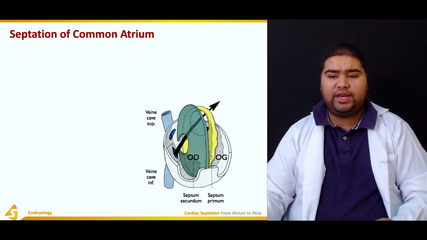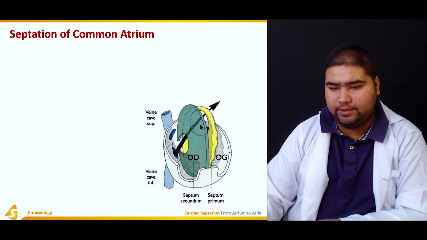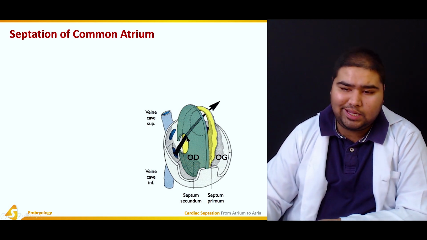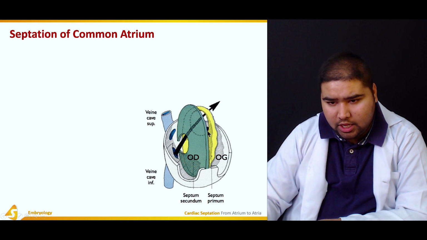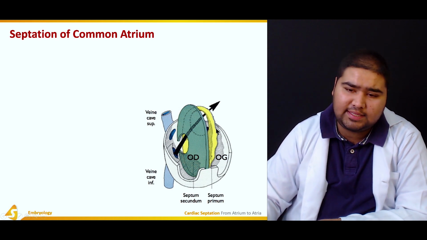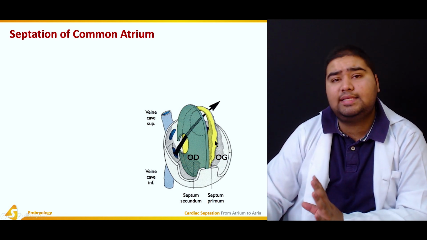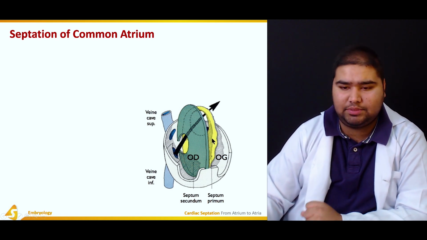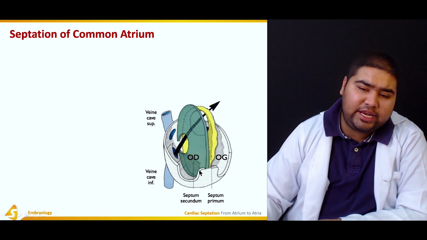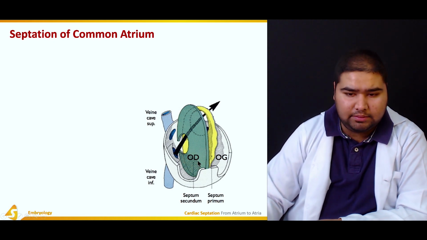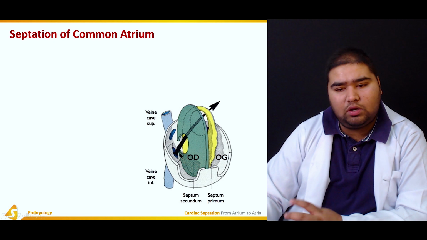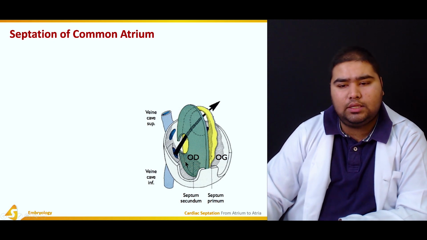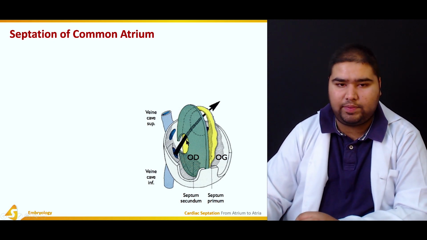Before getting into that, let's take a look at this figure. This is the common atrium. This one in yellow is the septum primum. However, this is the late septum primum. We'll see why I'm calling it a late septum primum. This in green is the septum secundum. These are the openings of the vena cava, and we'll see what these openings are.